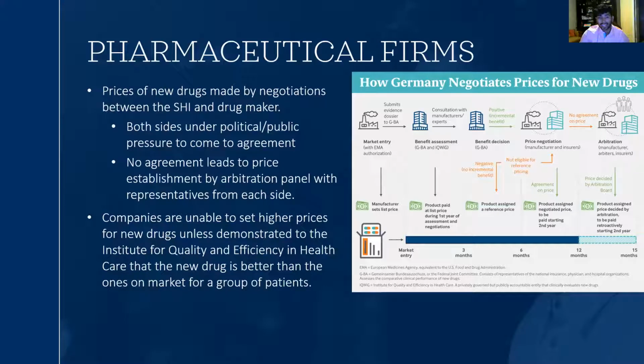Companies are unable to set higher prices for new drugs unless they demonstrate to the Institute for Quality and Efficiency in Healthcare that the new drug is better than the ones on the market for a group of patients. This prevents drug prices from being exponentially raised when there's no substantial benefit. That's one of the most interesting things to me about German healthcare, because most people only pay around $11 out of pocket on prescription drugs in Germany, which is amazing.